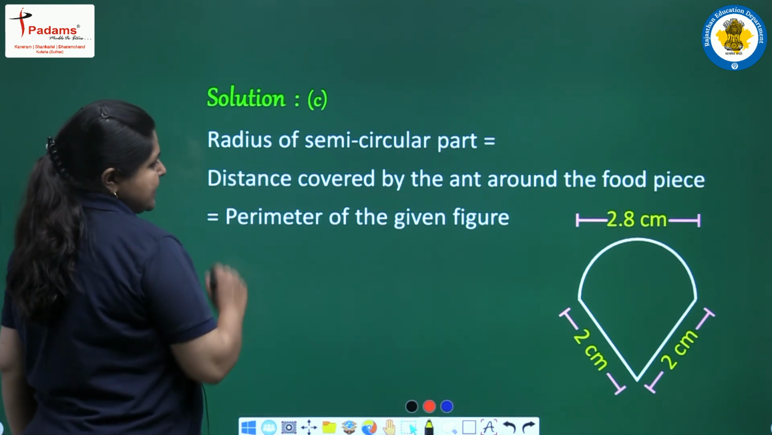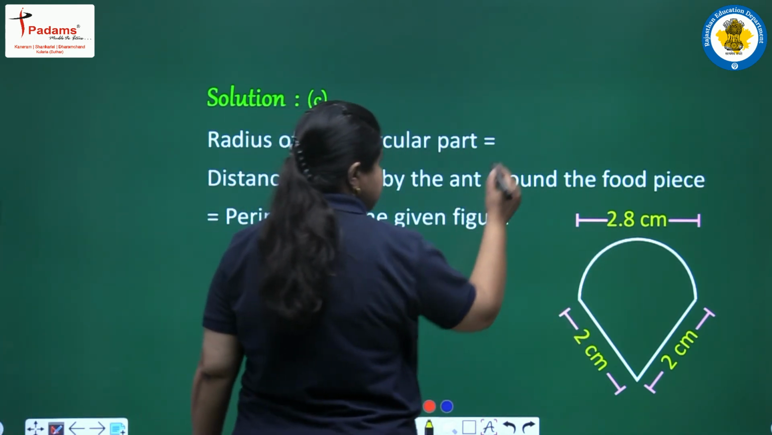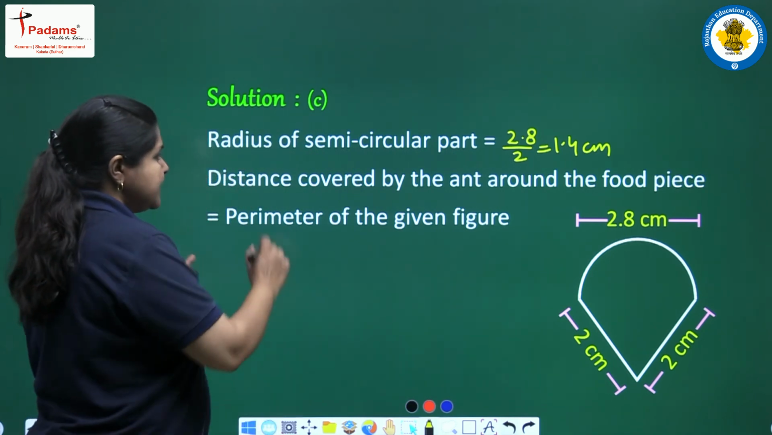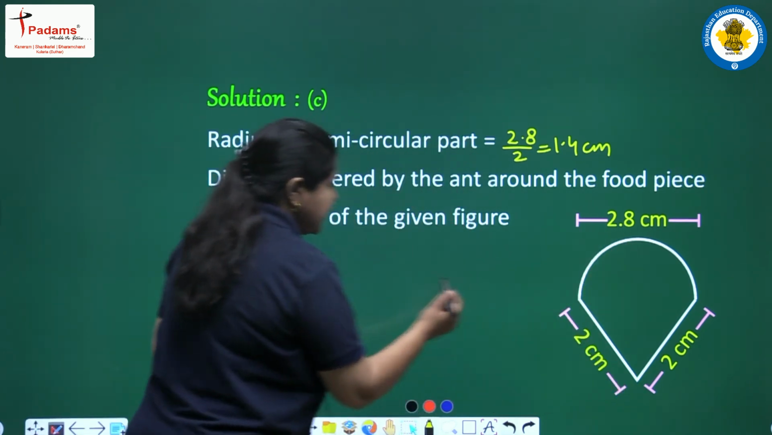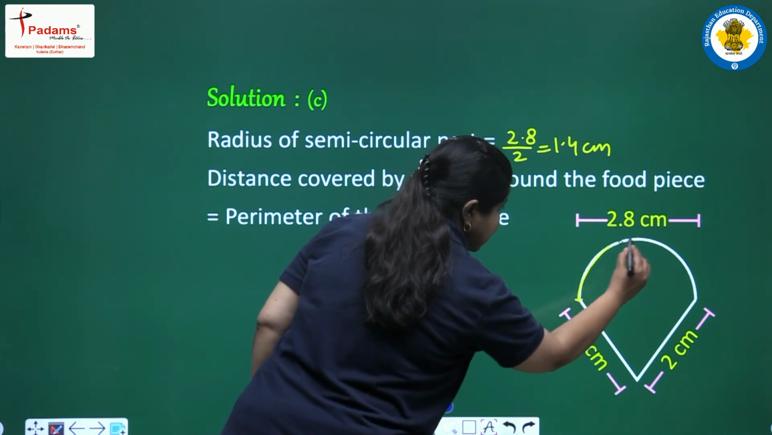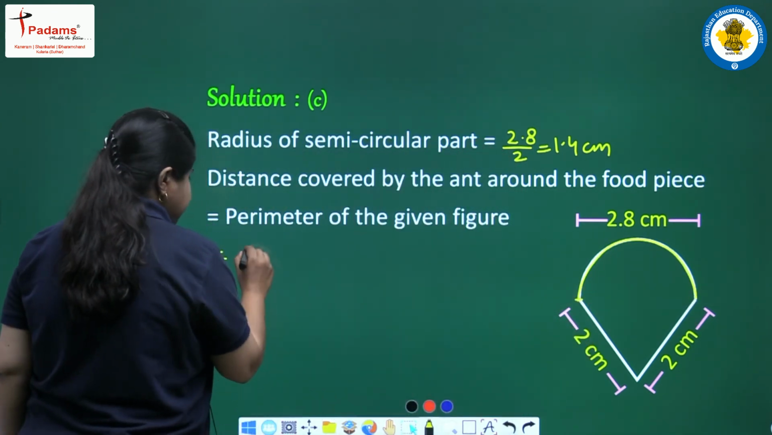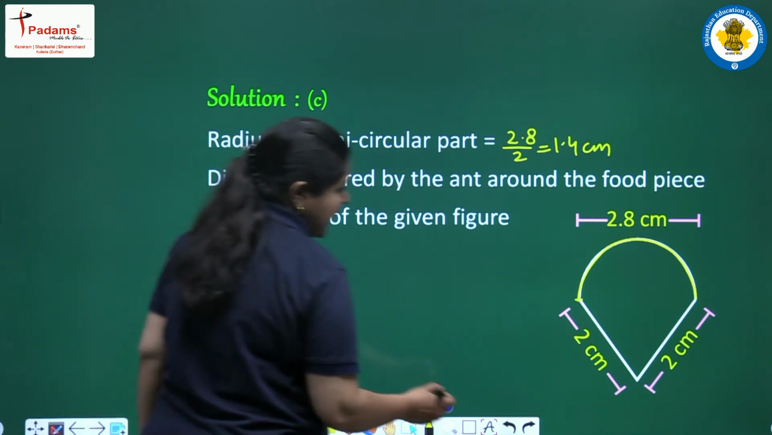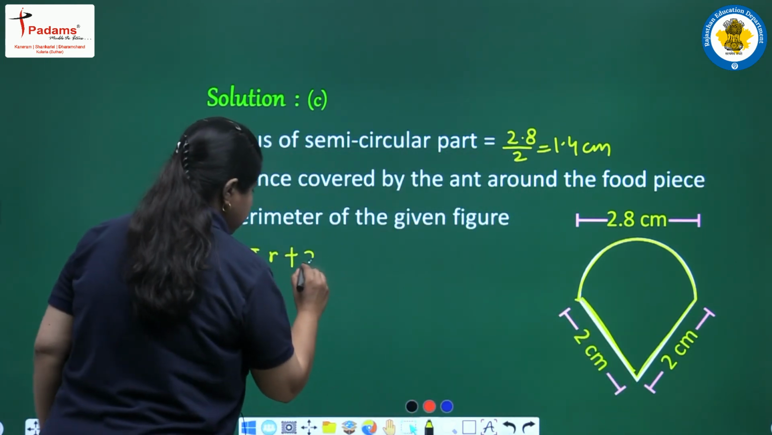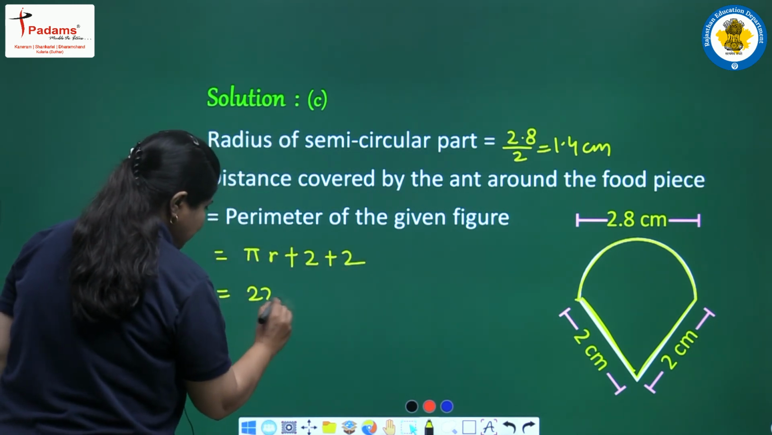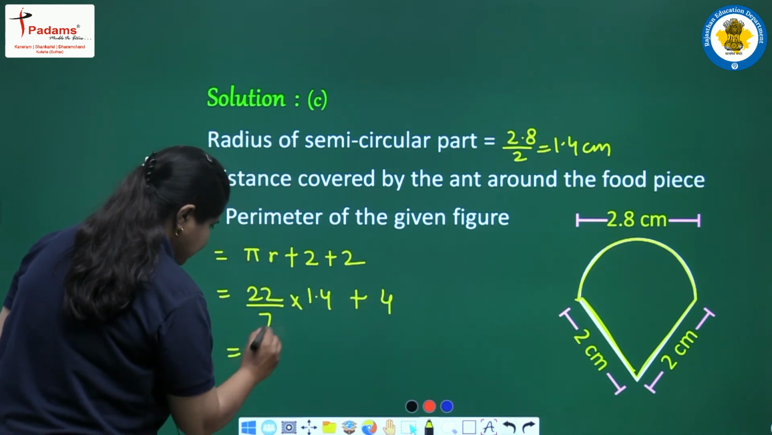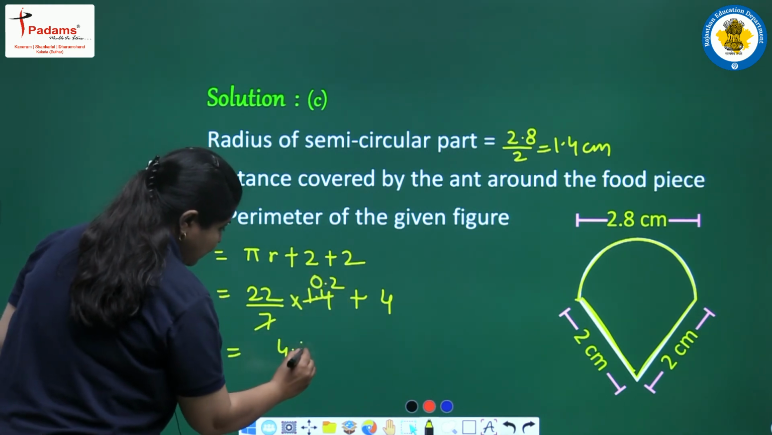Then the third one, radius again we will have to take for this semicircular part. Again it will be 2.8 upon 2 equal to 1.4 centimeters, and again to find the distance covered by the ant to go around this food piece, we will have to find the perimeter of this figure. अगर आप देखें कि ant यहाँ से स्टार्ट कर रही है मान लीजिए, तो पहले ये सेमी सर्कुलर पार्ट, इसका पेरीमीटर या सर्कमफ्रेंस हो जाएगा आपका πr, then plus we have this one as 2 and this one as 2. यहाँ से ये 2 सेंटीमीटर्स, यहाँ से ये 2, so this one will be 2 plus 2. This one will be again 22/7 into 1.4 plus here we have 2 plus 2, 4. Cancel this 0.2, 4.4 plus 4.